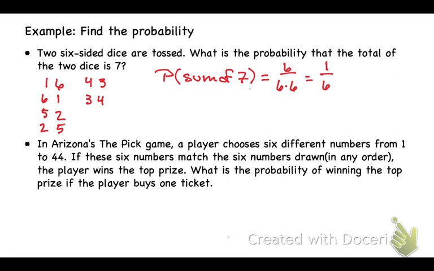And why is it 6 times 6? Because I have what? 2 dice, because it's 6 and 6. So I'm multiplying. Okay.